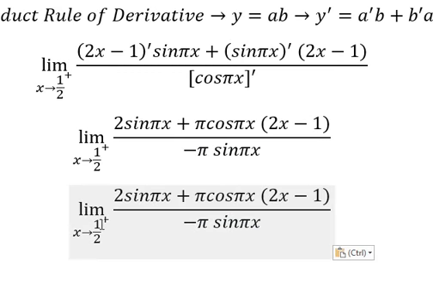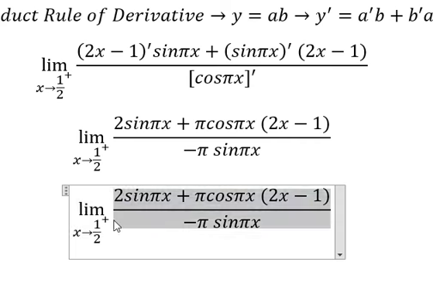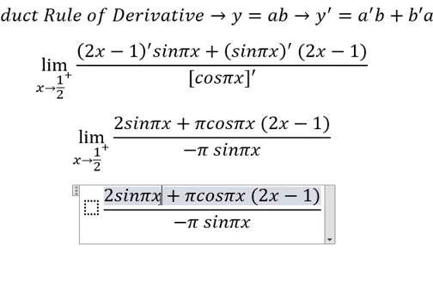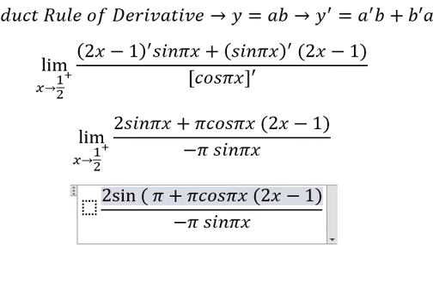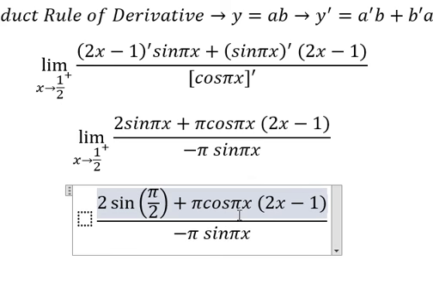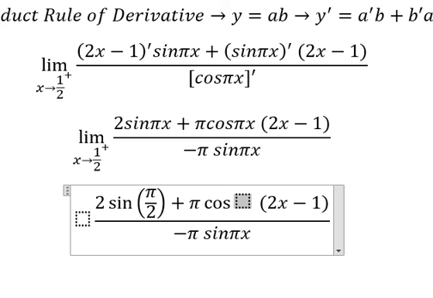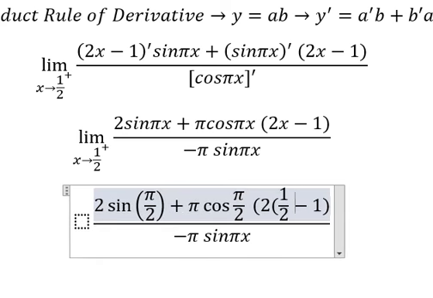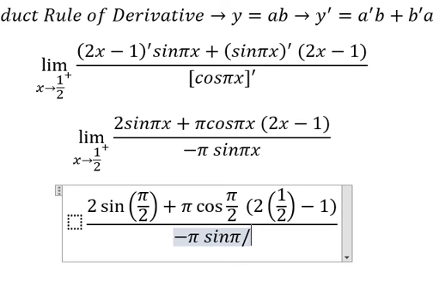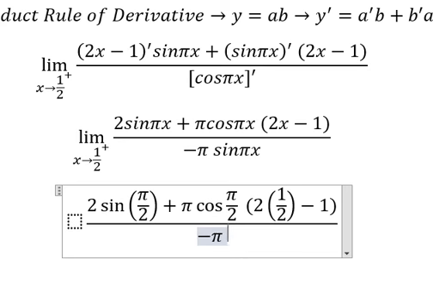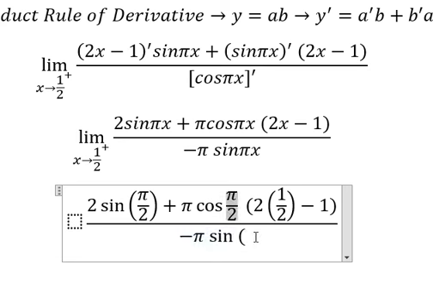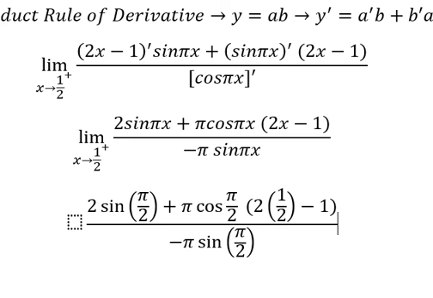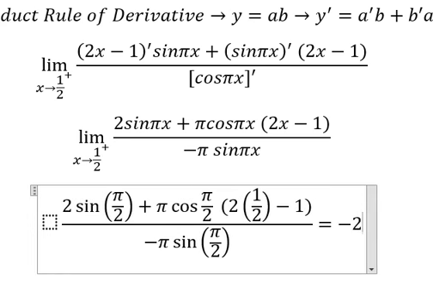And now we can put 1 over 2 going here and here. So if we simplify we have only negative number 2 over b.